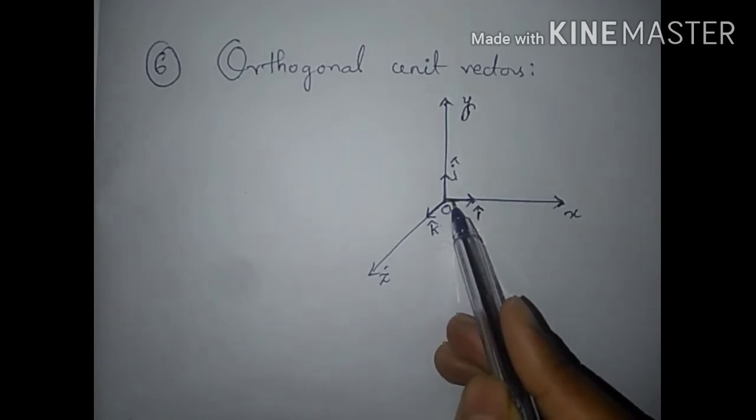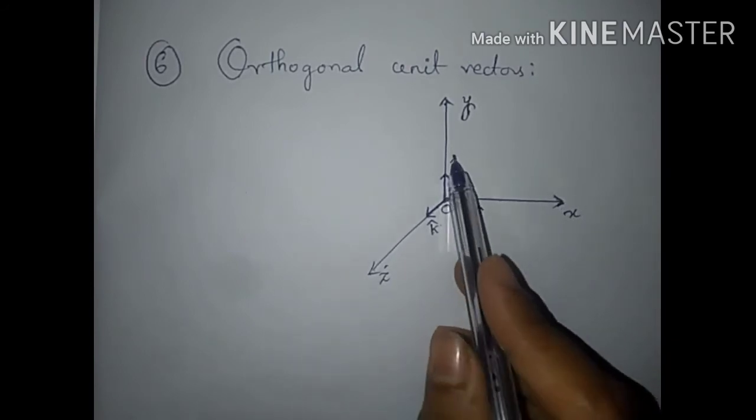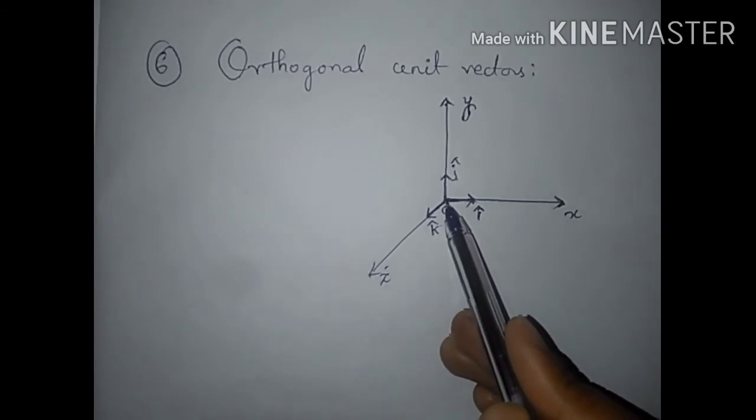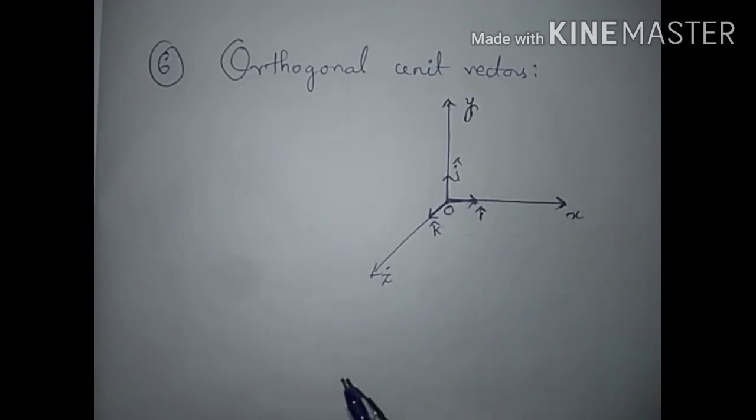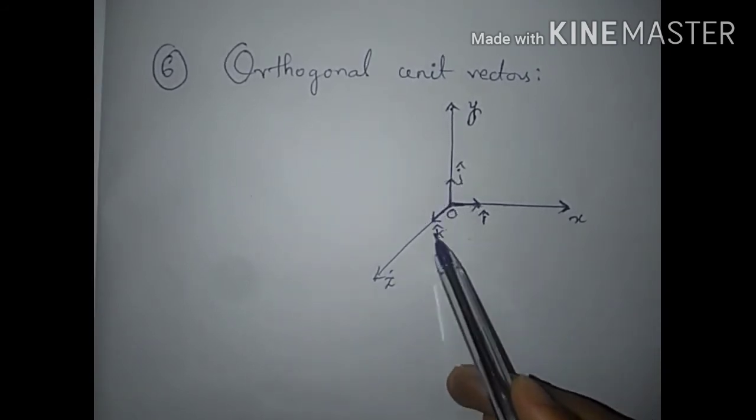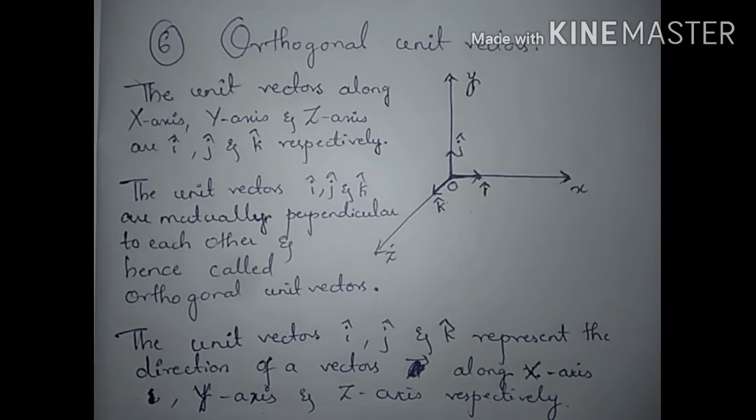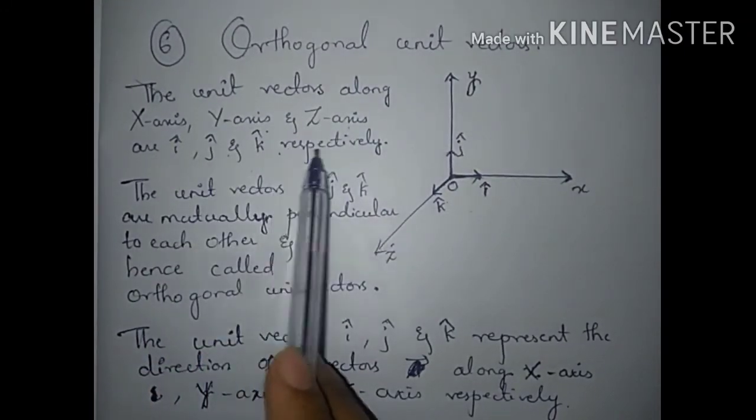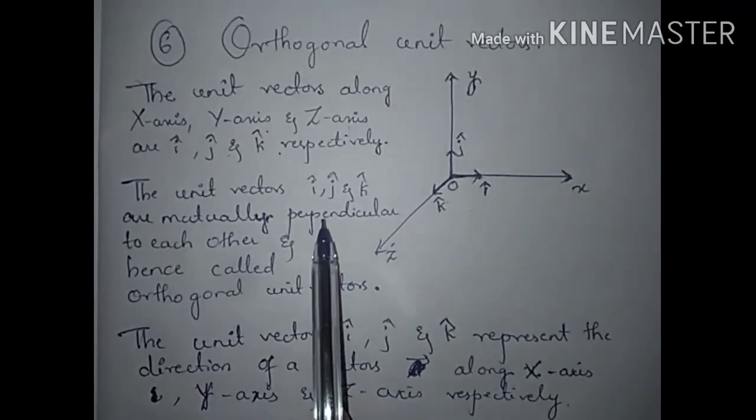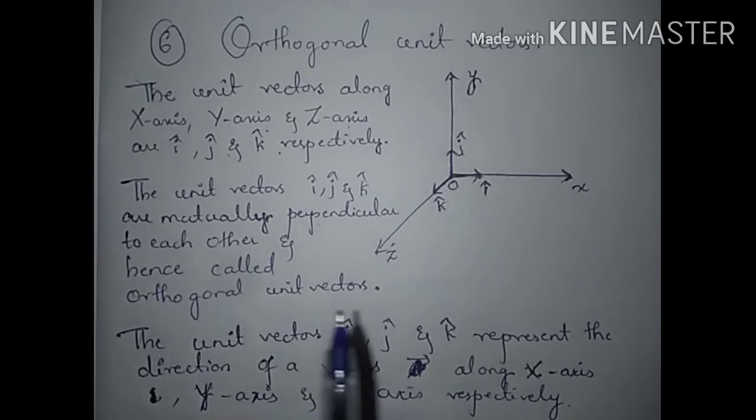So here unit vectors i, j, k represent the direction of a vector along the x, y and z axis. If you have a vector along the x-axis, i cap denotes its direction. Here I have written the definition of orthogonal unit vectors. Unit vectors along the x-axis, y-axis and z-axis are i cap, j cap and k cap respectively. They are mutually perpendicular to each other and hence known as orthogonal.